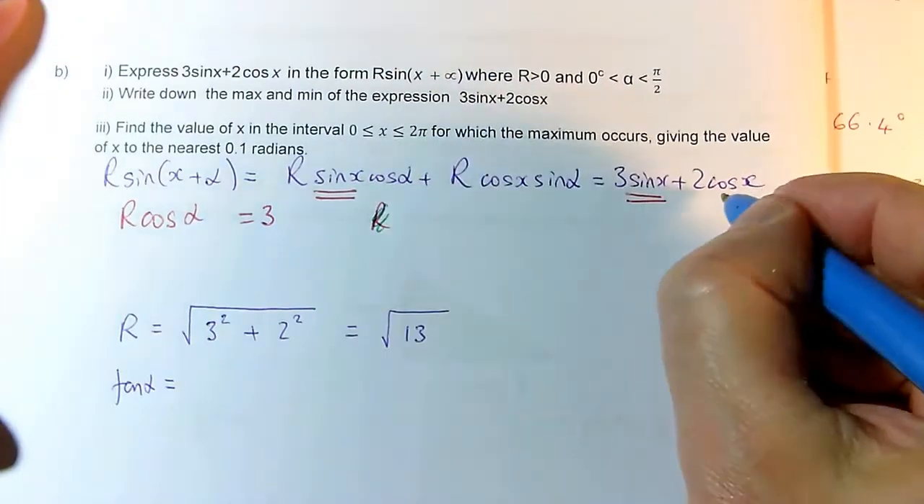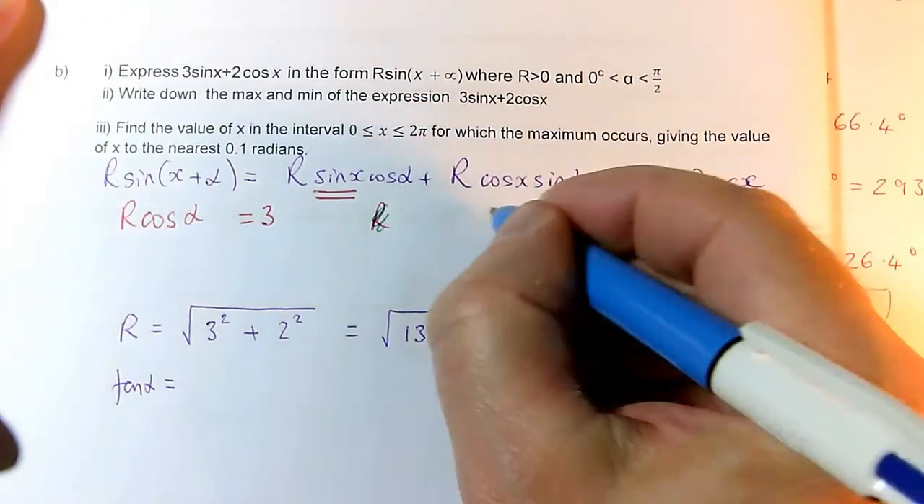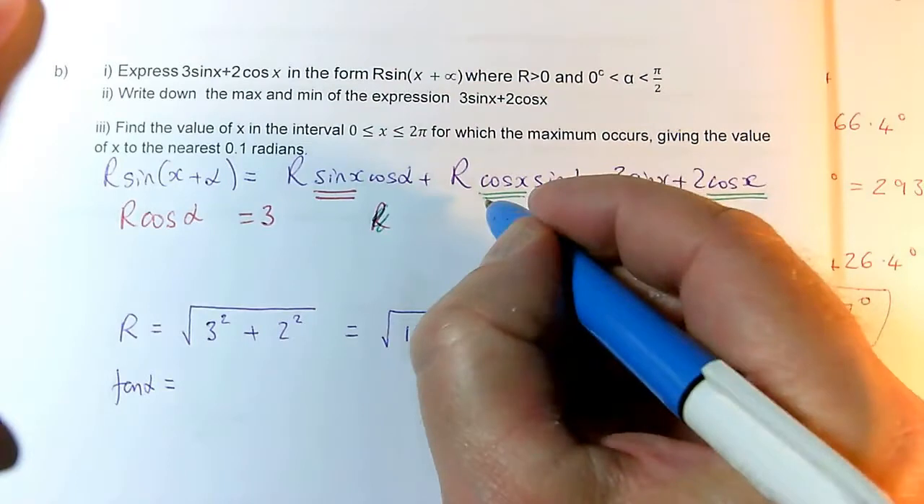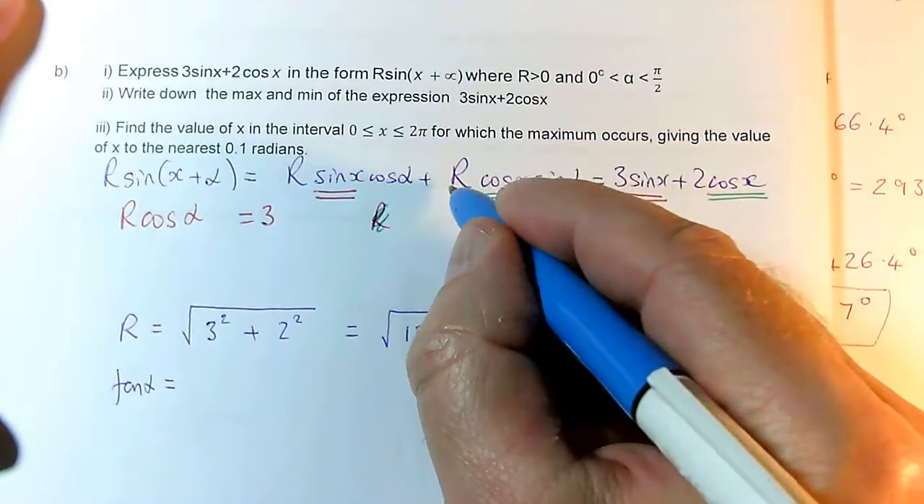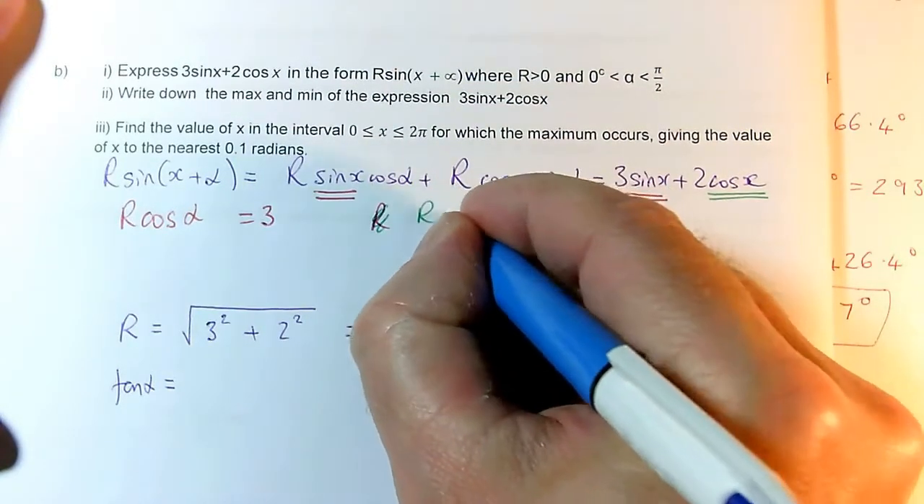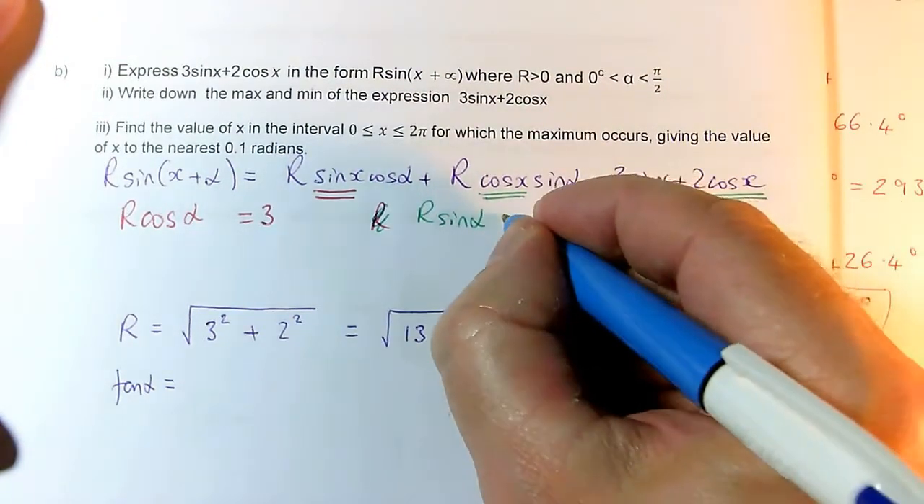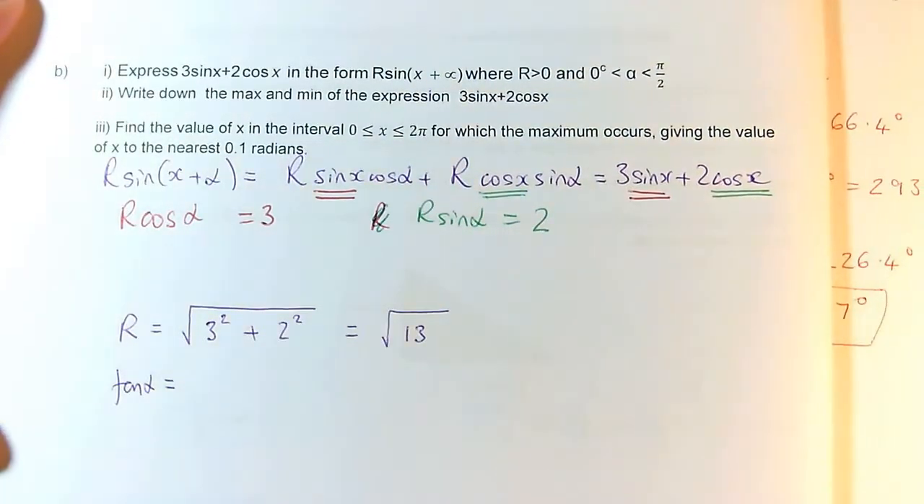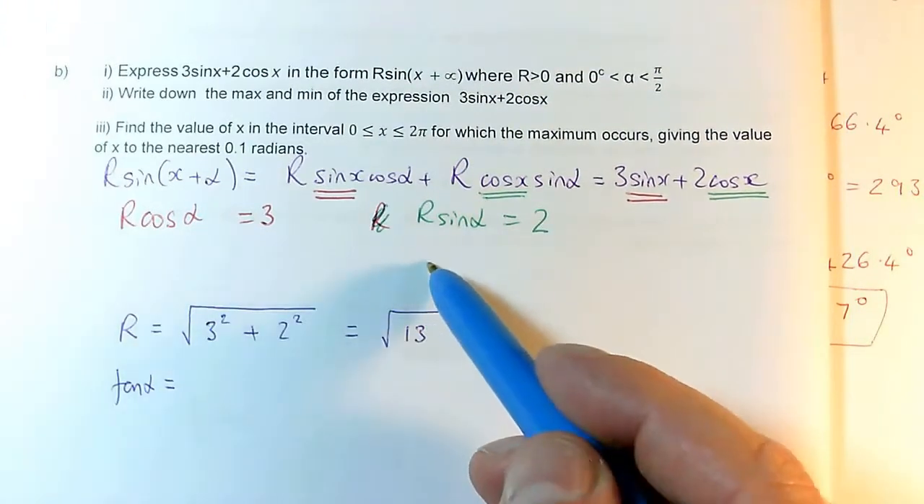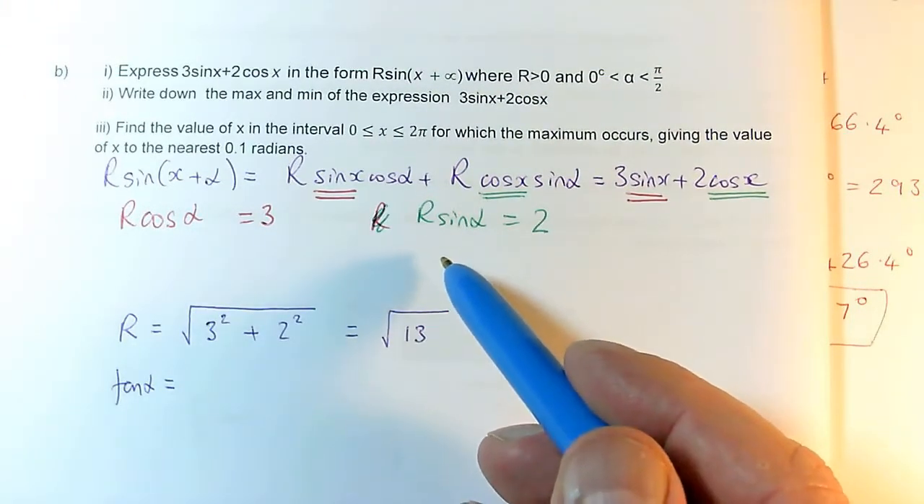And the other one, let's not have red, let's have green. So with cos x, where's my cos x over here? Here it is. Here with my cos x, what goes with the cos x is r sine alpha. And what goes with the cos x here is 2. So these two statements are the really convincing bit that I've done it properly.